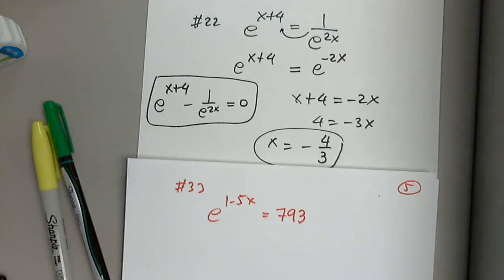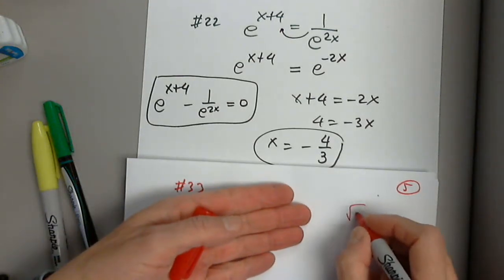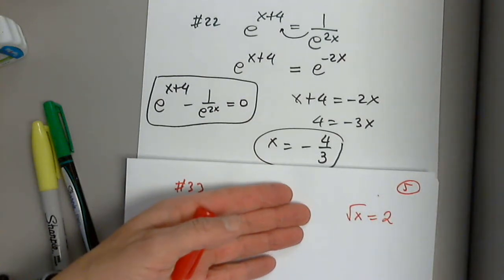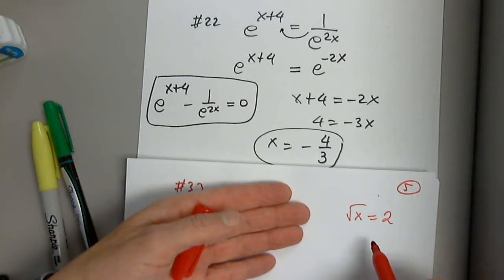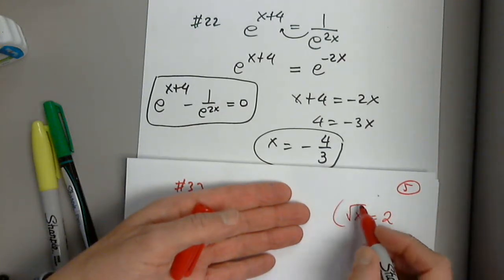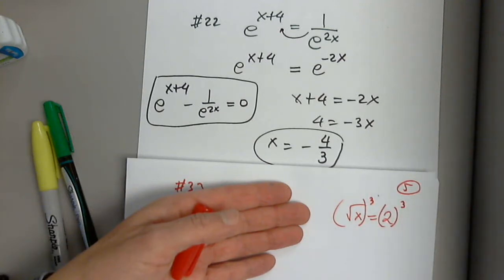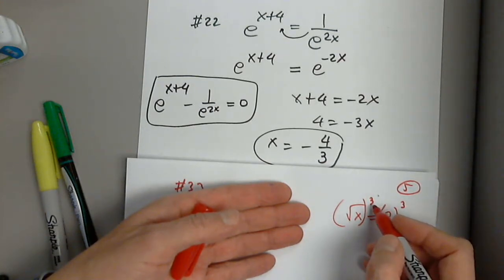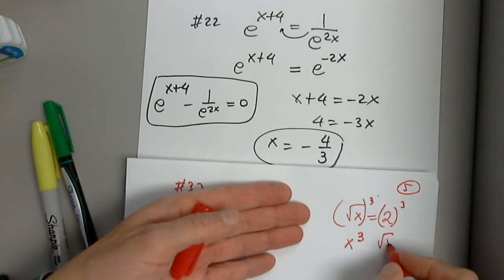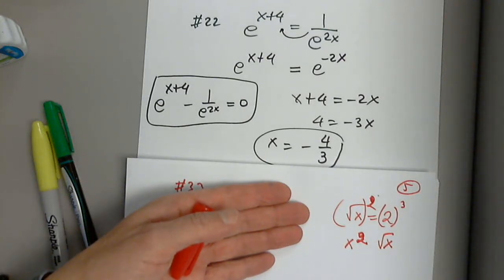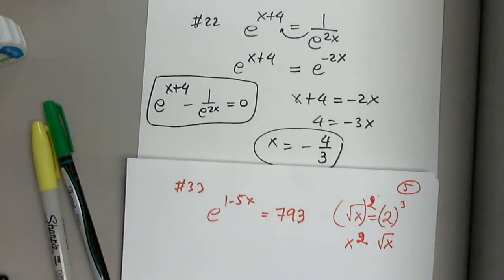Let's look at another problem that we looked at a long time ago. Something like the square root of x equals 2. What type of equation is this? Square root or radical? Perfect. How did we solve it? What if we took both sides to the third power? Of course it's wrong, right? I cannot raise to the third power. Why? Because x cubed and the square root of x are not inverses of each other. X squared and the square root of x are inverses of each other, and they will cancel their effect on x. Correct?